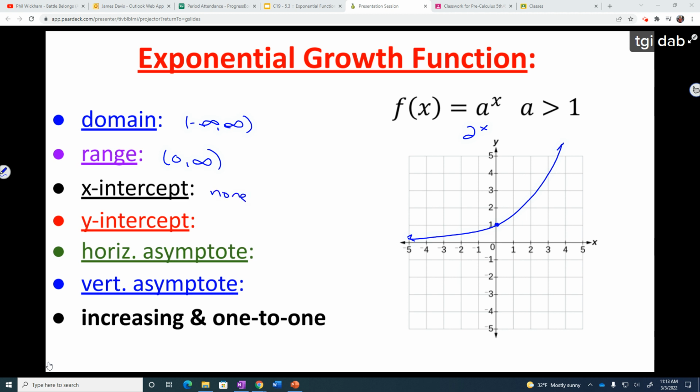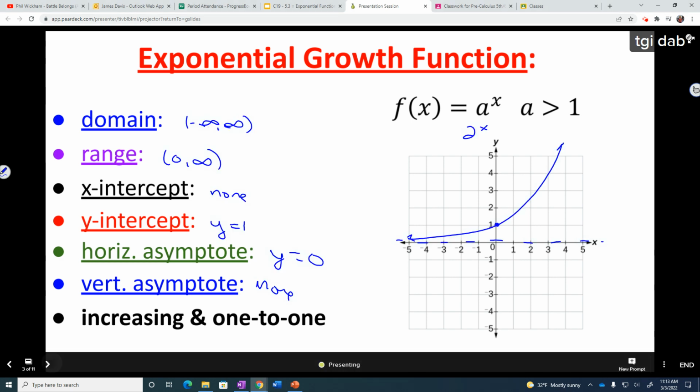The y-intercept is at 1. We said it has a horizontal asymptote at 0, no vertical asymptote. It's increasing and going up, and it's 1 to 1. That's what we said yesterday.